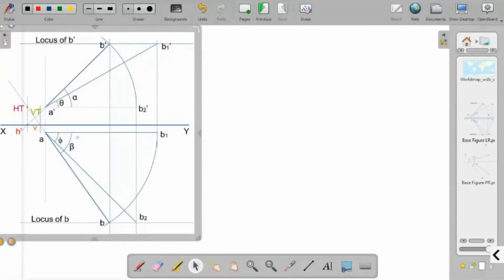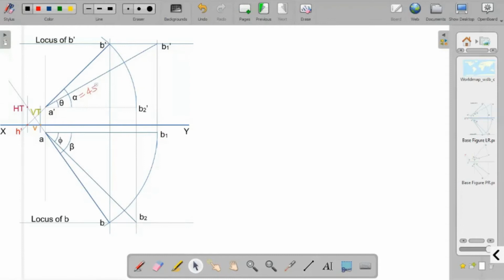Here alpha is 45 degree. If there is any mistake that I am making in here, just let me know. This is 45 degree. Front view length is 60 millimeter, and beta is 30 degree, and A dash is 15 millimeter, and VT is minus 10. So these are the data.